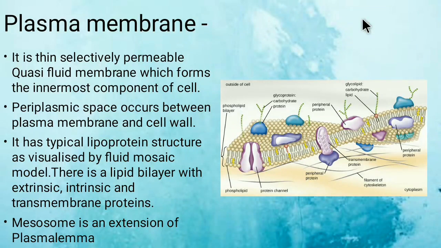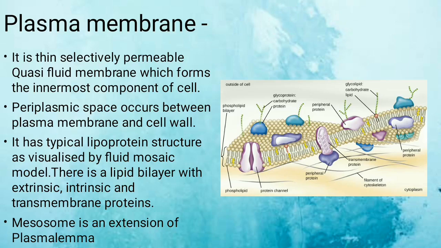Plasma membrane or plasmalemma. It is a thin, selectively permeable quasi-fluid membrane which forms the innermost component of the cell envelope and outer covering of cytoplasm. Plasma membrane has a typical lipoprotein structure as visualized by the fluid mosaic model. There is a lipid bilayer with extrinsic, intrinsic and transmembrane proteins.